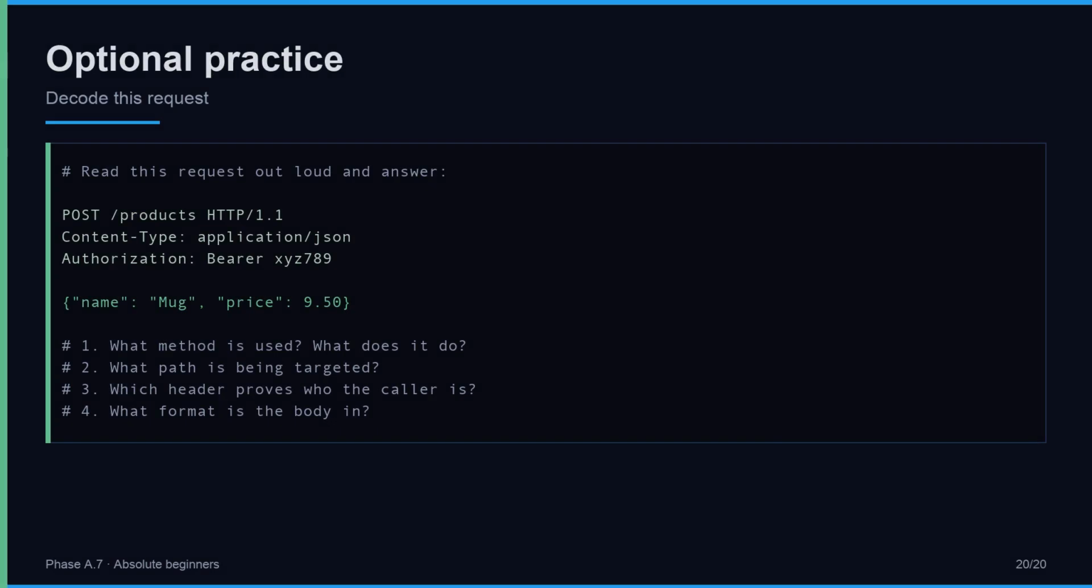Read this request out loud and test yourself. What method is being used, and what does that method do? What path on the server is being targeted? Which header proves who the caller is? Look for authorization. What format is the body in? Look at content type. If you can answer POST to create something new, the path /products, the authorization header with a bearer token, and JSON is the format, then the 4 parts of HTTP are yours. The next lesson turns this shape into running Python.